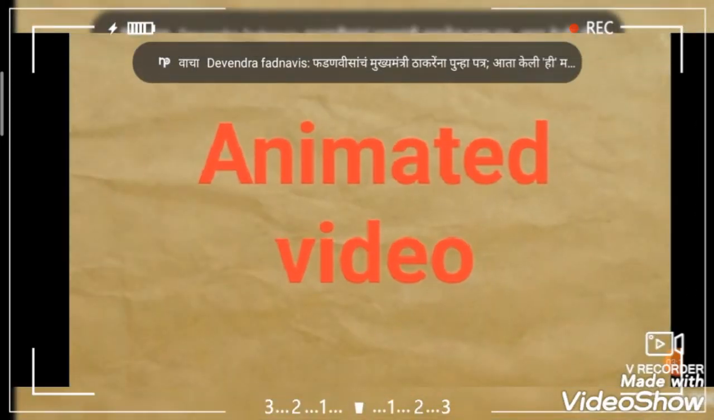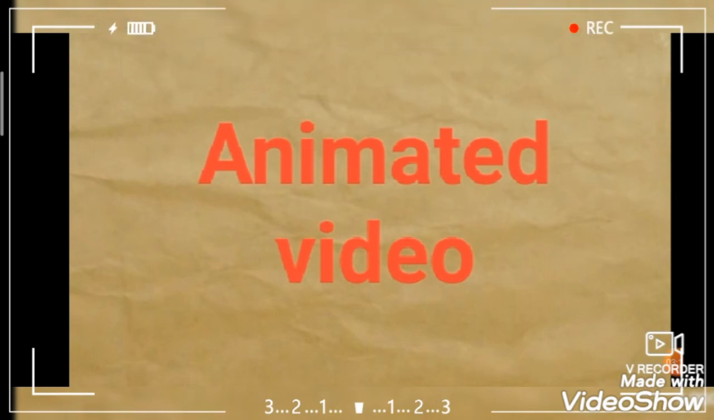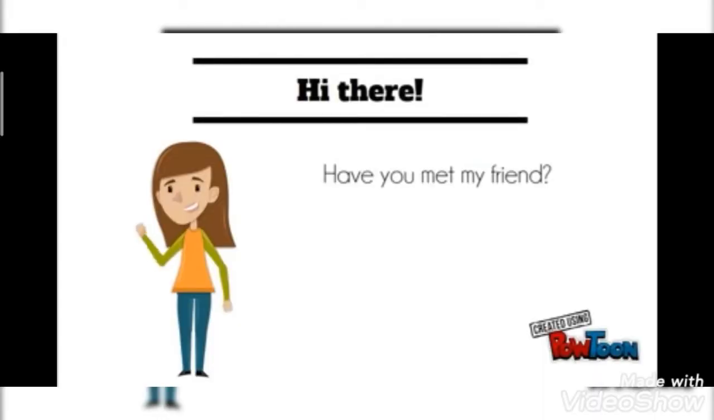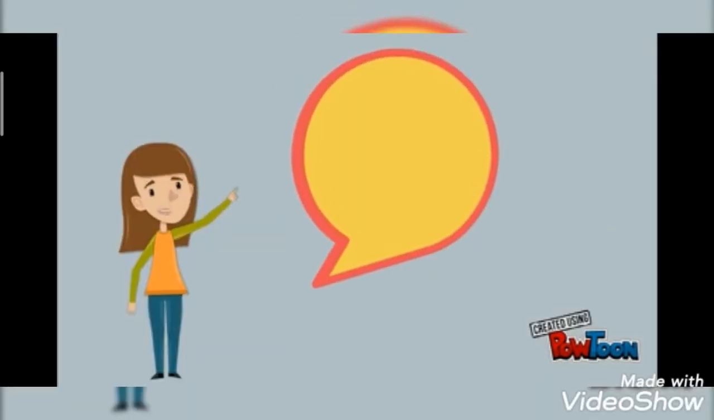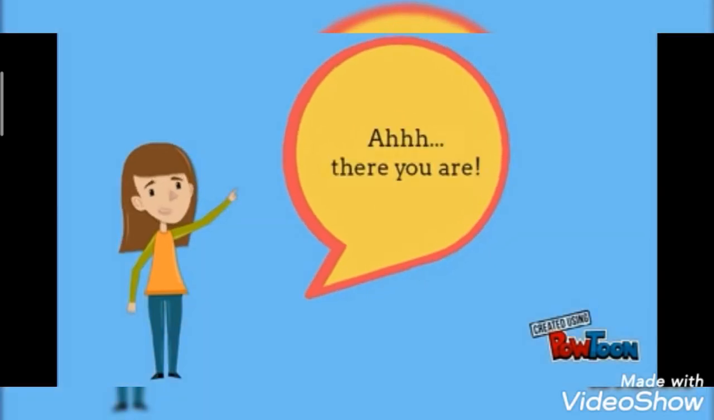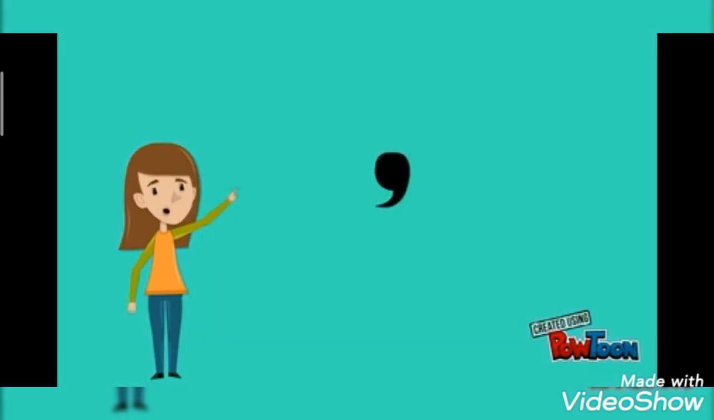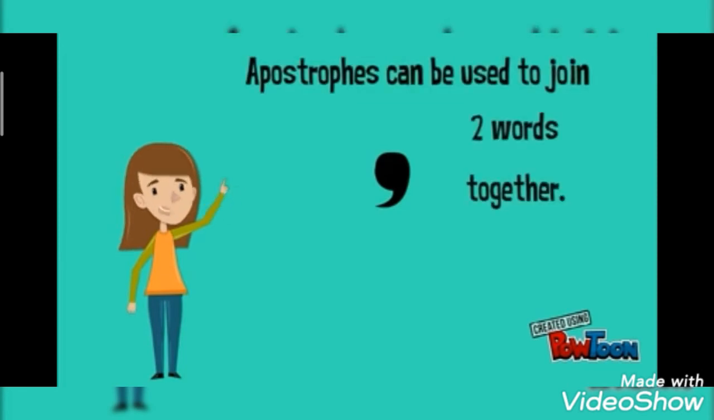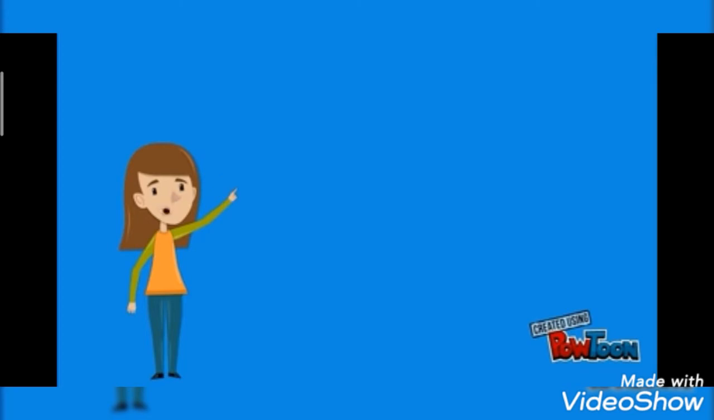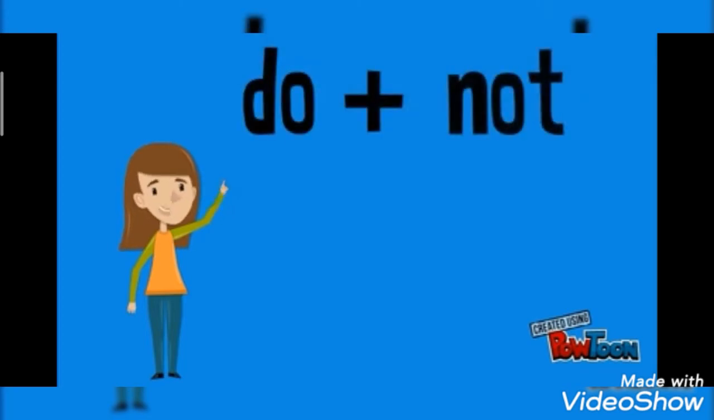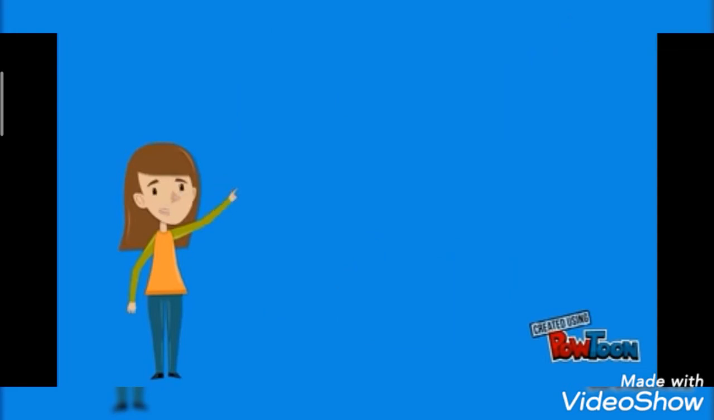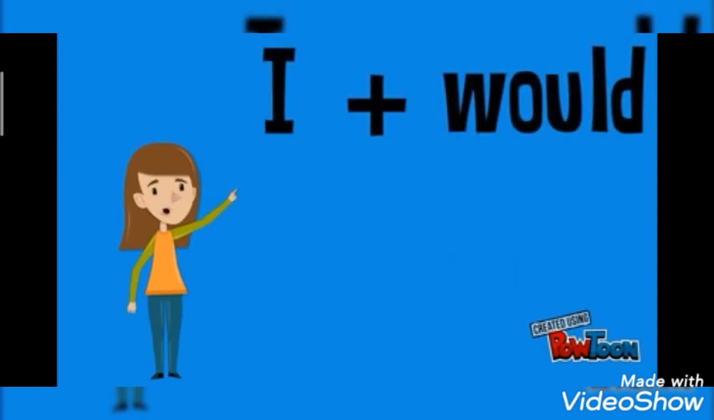Now we are going to see an animated video. Hi there! Have you met my friend? He's around here somewhere. He was here just a minute ago. Ah, there you are. This is an apostrophe. I think you've met him before. Apostrophes can be used to join two words together. Do plus not equals don't. I plus would equals I'd.